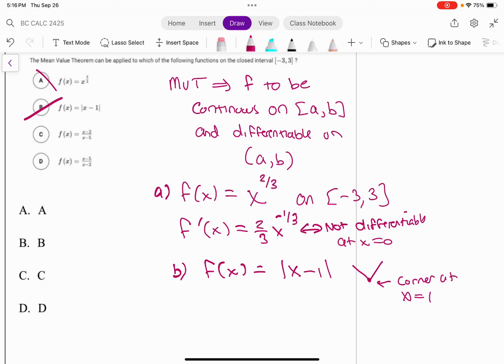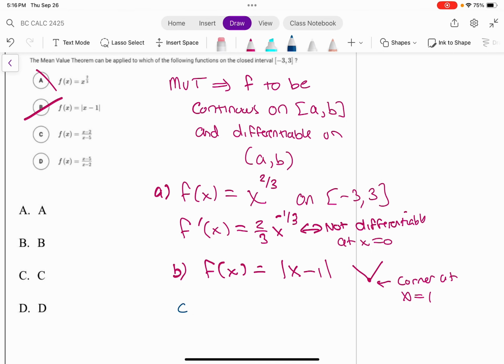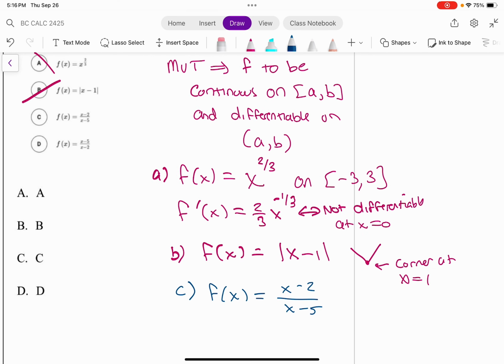And then what about C? C is f of x equals x minus 2 divided by x minus 5. So that's continuous everywhere except x equals 5. But that's okay because 5 is not on our interval -3 to 3. And that's the only problem. This function should be differentiable everywhere else. So the answer choice is C.